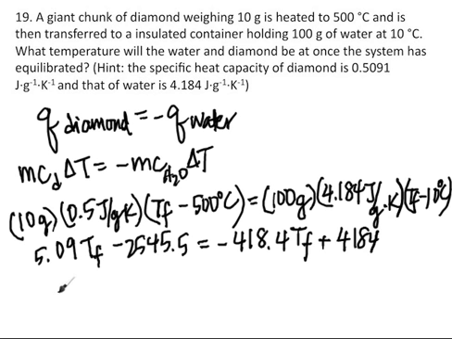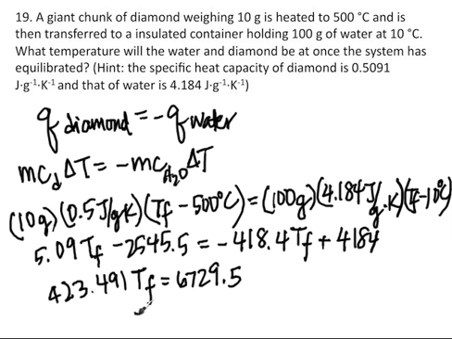Okay, so rearrange the equation, if we move the 418.4 T final to this side, we'll get 423.491 T final equals 6729.5. Okay, so the final temperature is equal to 15.89 degrees Celsius. Therefore, that means that the diamond and the water will both reach a final temperature of 15.89 degrees Celsius.